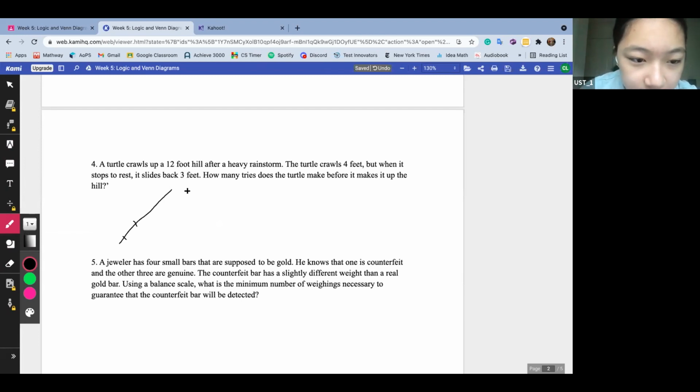So it would continue going there. And let's say here, this is the 7th try, it would be around here. So it would go up 4. So it would be at 11 feet, but it slides back down 3. That means it would be back at 8 feet. Now at 8 feet, it goes up 4. So it would actually be at 12 feet there. And once it gets to the top, it won't slide back down. So it would only be 9 tries.